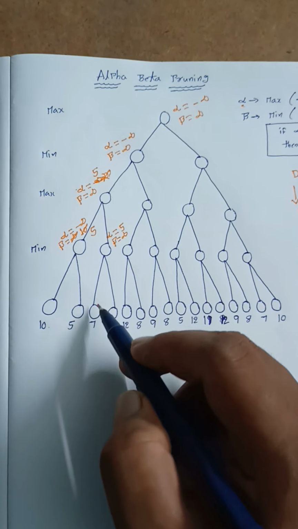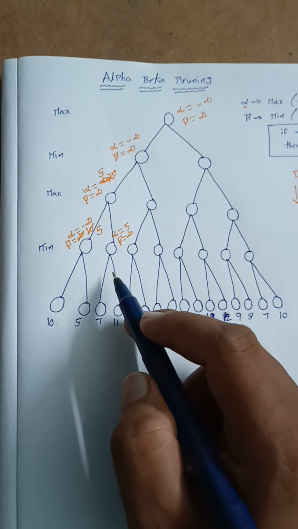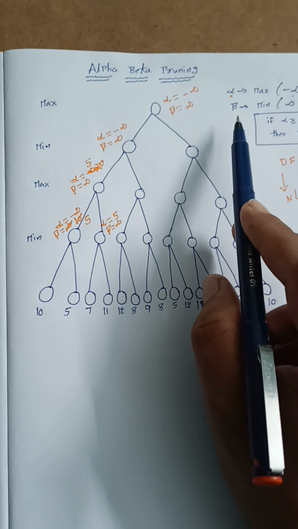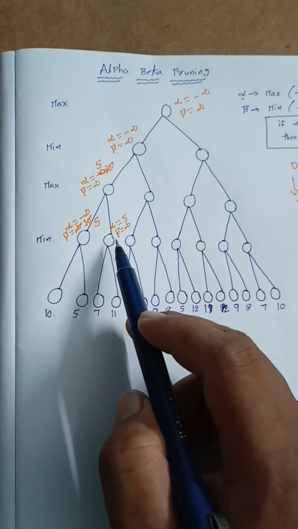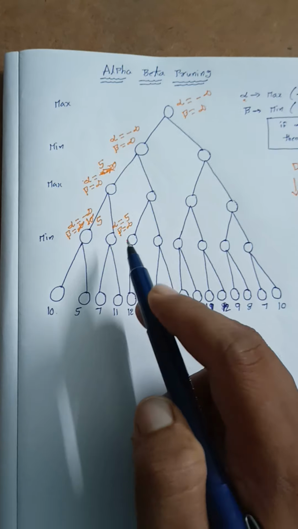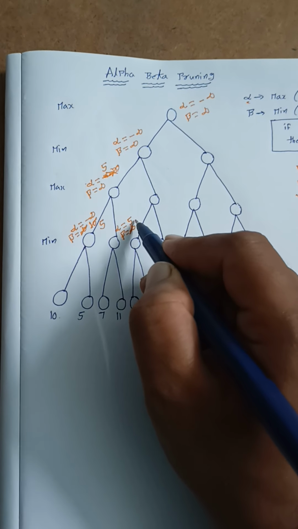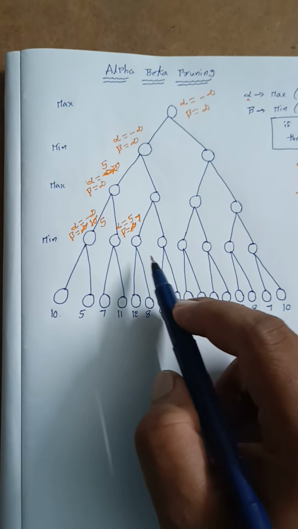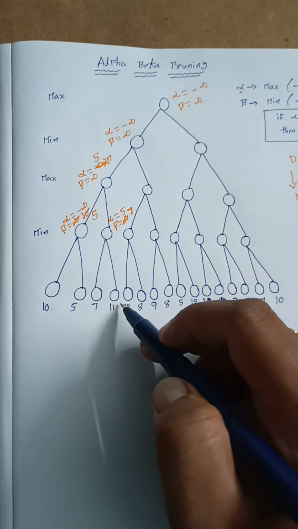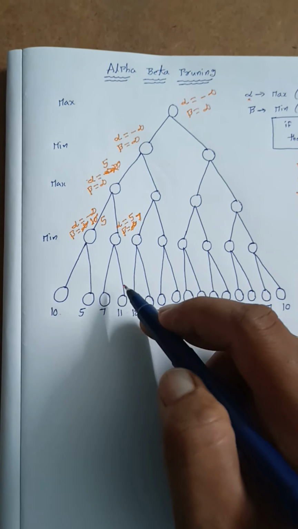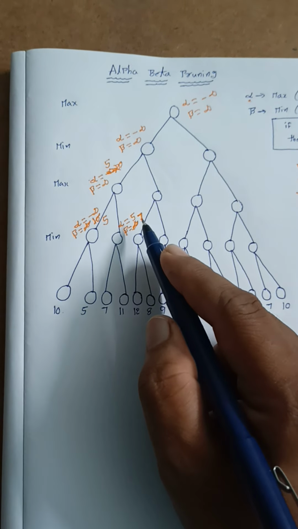Now we will compare the left child because of DFS. This is the minimum level, and in the minimum level only the beta value will be changed. Now our aim is to change the beta value. Please compare infinity with 7. 7 is the minimum, so we cancel the infinity and replace it with 7. Now compare the 7 with 11, because in DFS we move to the right child. So 7, 11, 7 is the minimum.